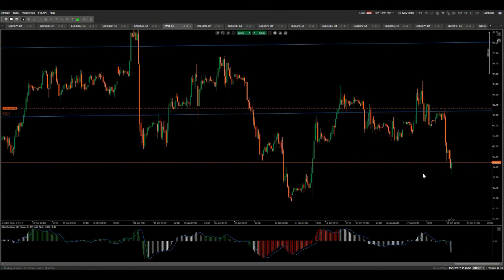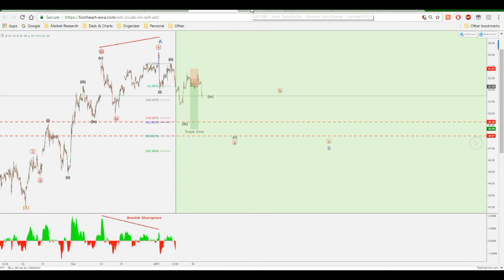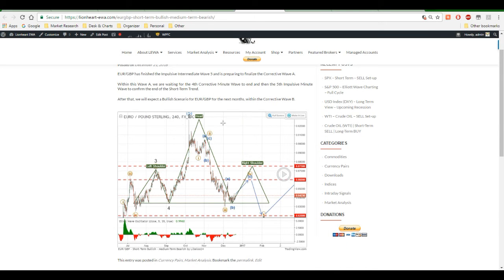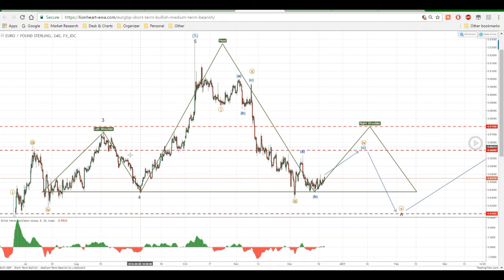So my risk is indeed going to be very, very limited for this trade. There's another trade that I actually posted on December 21st for Euro British pound. According to this beautiful head and shoulders formation right here, we actually said that it will rise before it will fall, completing basically the fourth corrective leg.